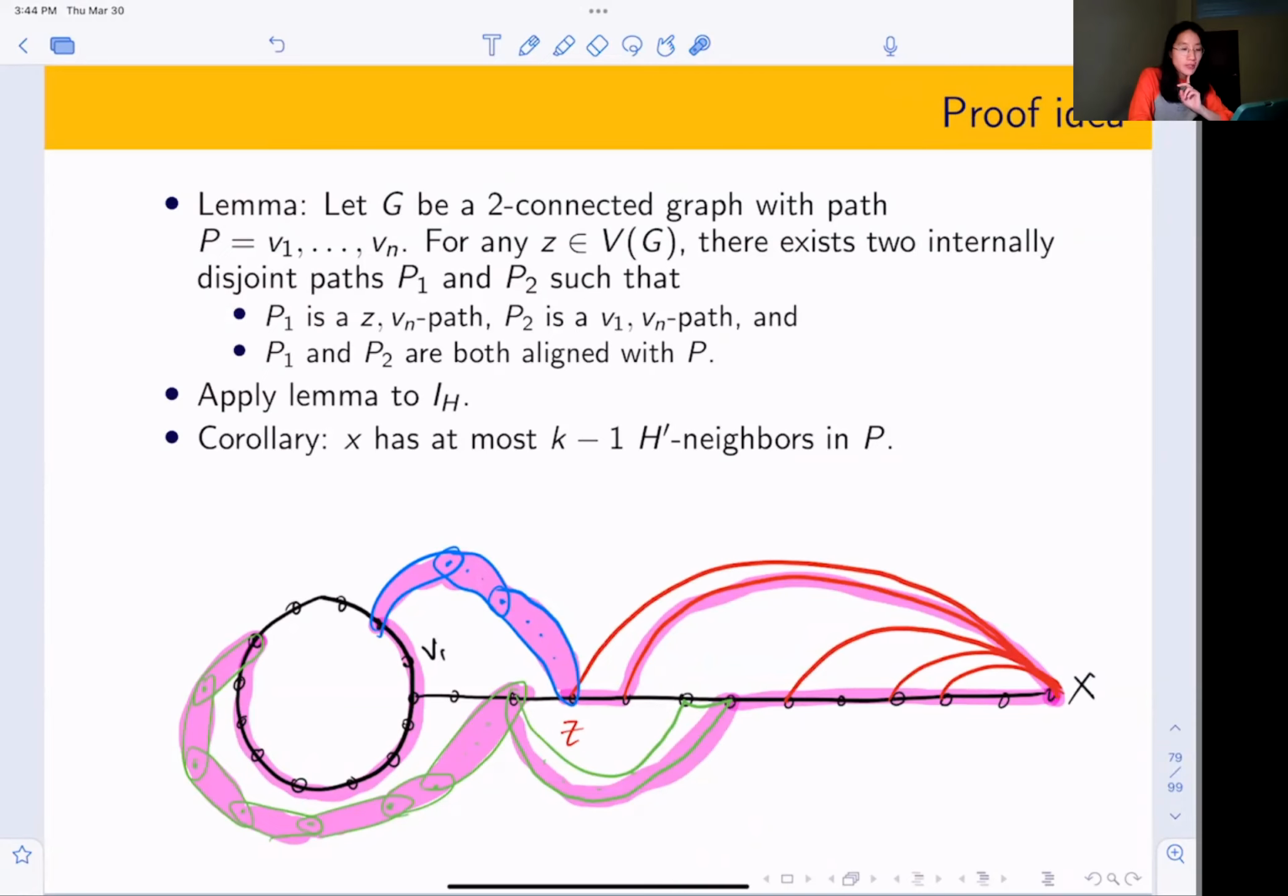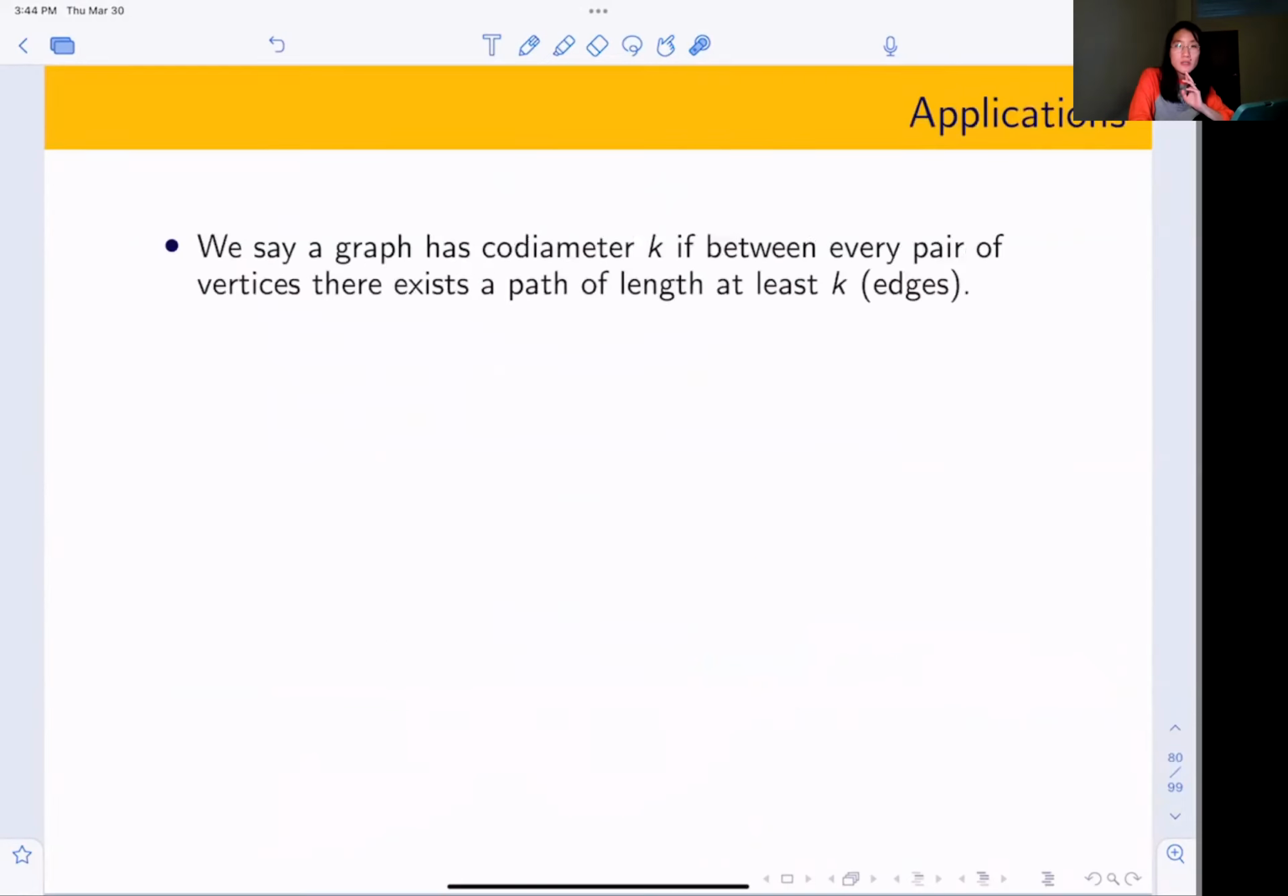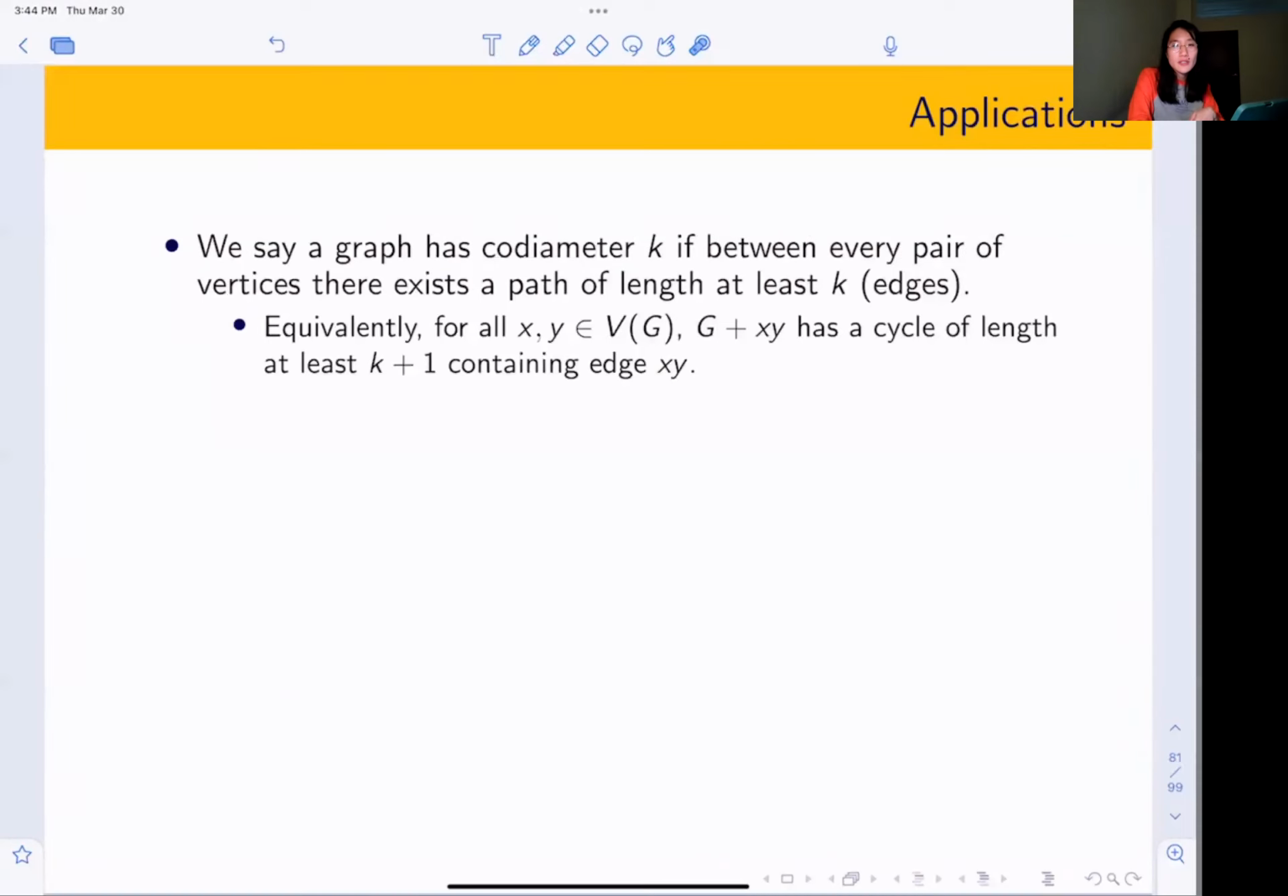So one quick application here, which follows pretty naturally. We say a graph has codiameter k if between every pair of vertices, I can find a path of length at least k. And equivalently, if I have a pair of vertices x and y, then G plus xy will have some cycle of length at least k plus 1 containing the specified edge xy.